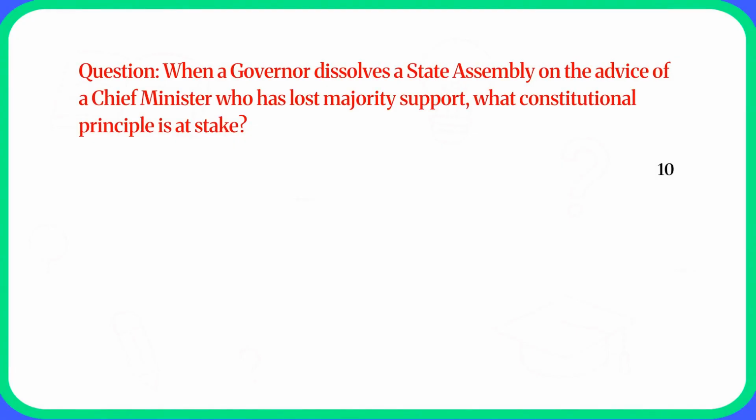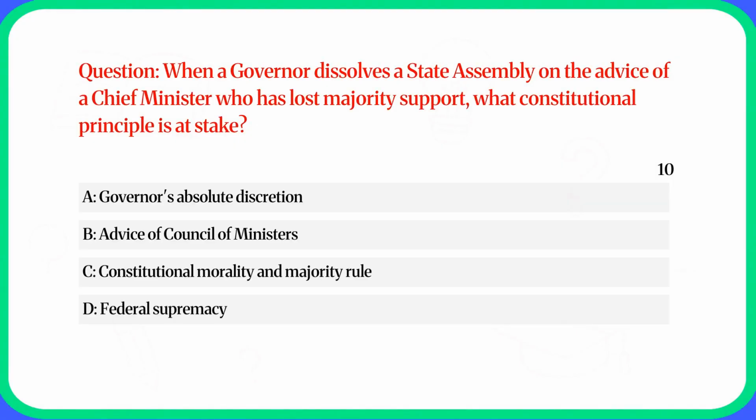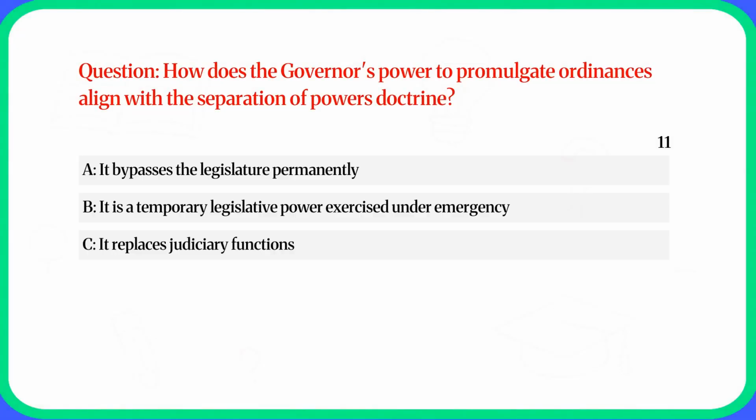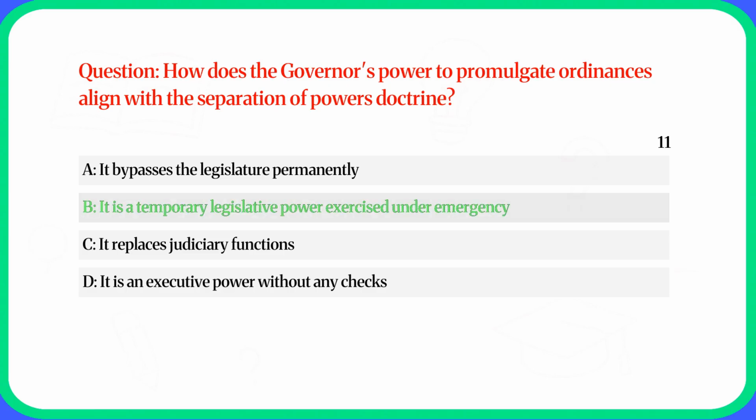Question: when a governor dissolves a state assembly on the advice of a chief minister who has lost majority support, what constitutional principle is at stake? Answer: C. constitutional morality and majority rule. Question: how does the governor's power to promulgate ordinances align with the separation of powers doctrine? Answer: B. it is a temporary legislative power exercised under emergency.